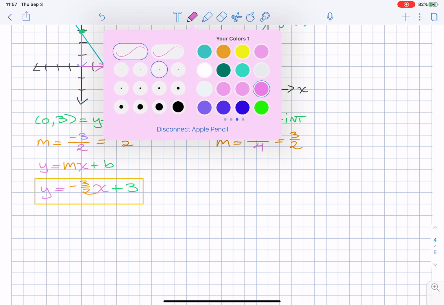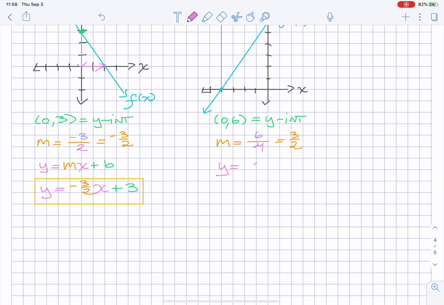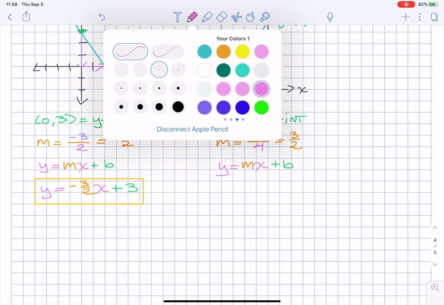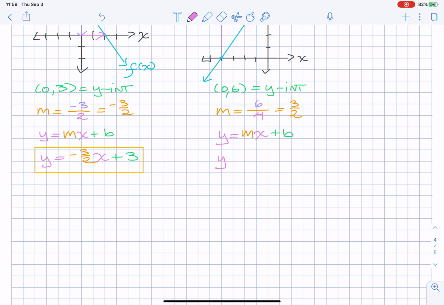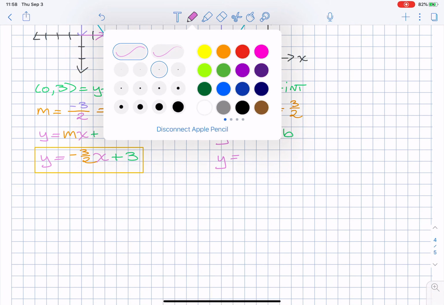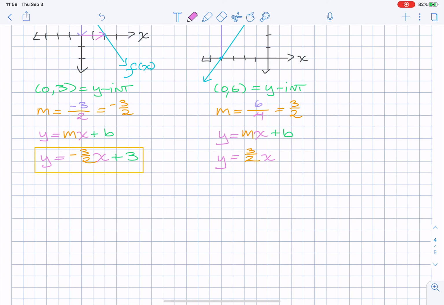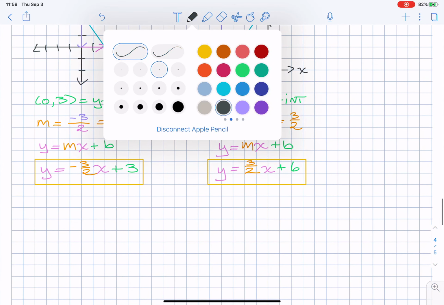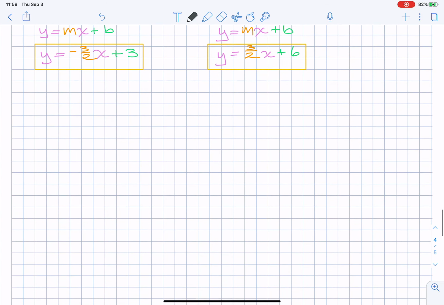And using y equals mx plus b, we can just plug in what we know. So we get that y is equal to slope 3/2 x plus 6. So there we are, slope-intercept form. Okay, let's do one more, and then we'll be done. And maybe 2 more for good measure.